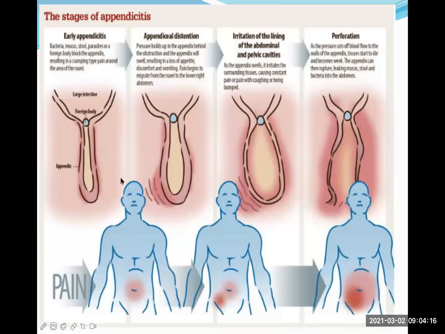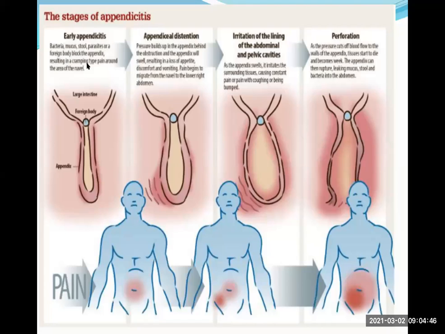Now, this is another picture which is showing the same thing. Okay, so we can go a little bit quickly now. This is a case of early appendicitis. And in case of early appendicitis, the patient will have pain around the umbilical area, because during this stage, the appendix is only distended. This is the pain of distension of the appendix.